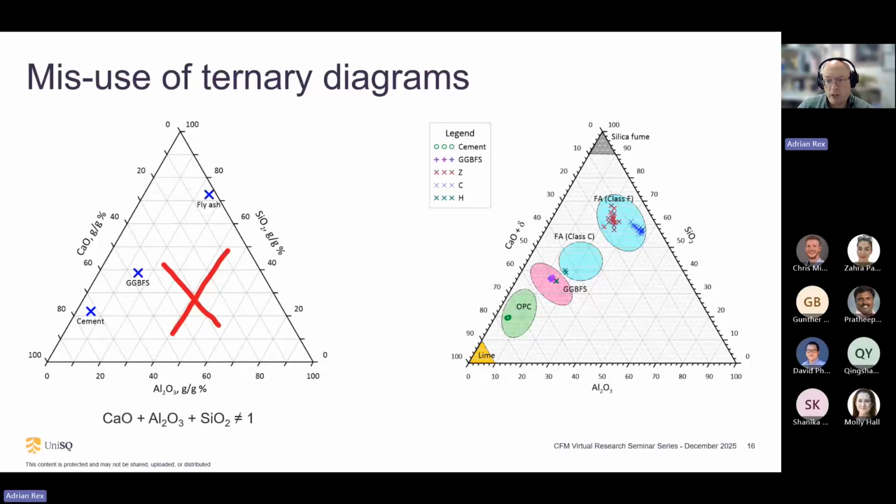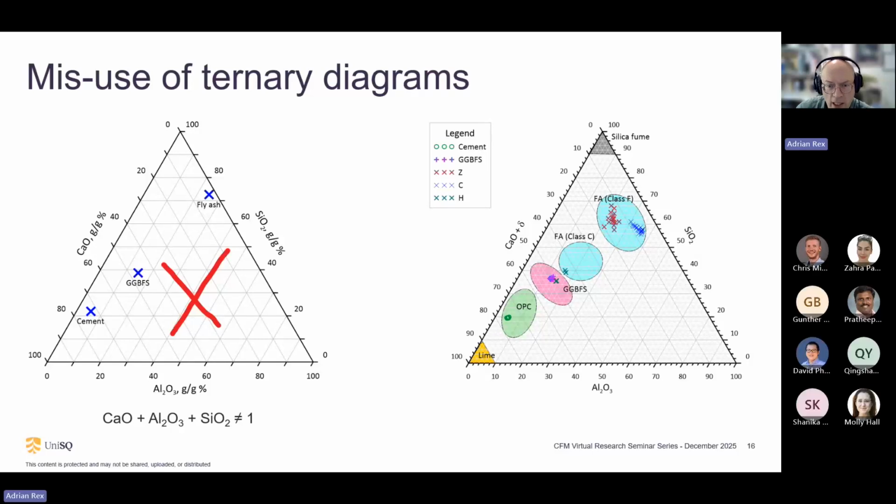So if we look at a more correct ternary diagram here on the right, we can see the Australian ashes here are what's termed an ASTM class F. This class C here is actually a New Zealand ash. We've got slag, we've got cement. So increasing reactivity that way. Notice here that all the stuff that isn't calcium, alumina, or silica is just shown in this axis.